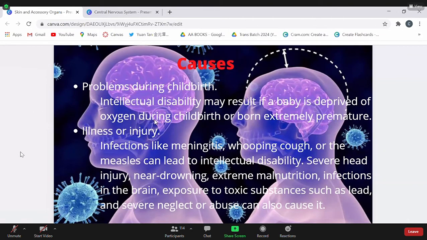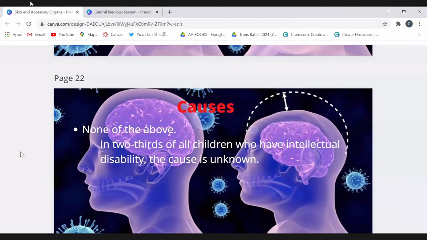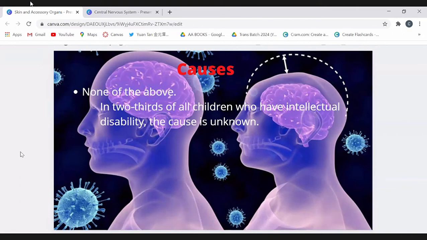So, other causes for intellectual disability: we have problems during childbirth. It may result if a baby is deprived of oxygen during childbirth or born extremely premature, or illness or injury. Infections like meningitis, whooping cough, or the measles can lead to intellectual disability. Next slide, please. As for the causes of none of the above, about 2/3 of all children who have intellectual disability, the cause is unknown. Next slide, please.